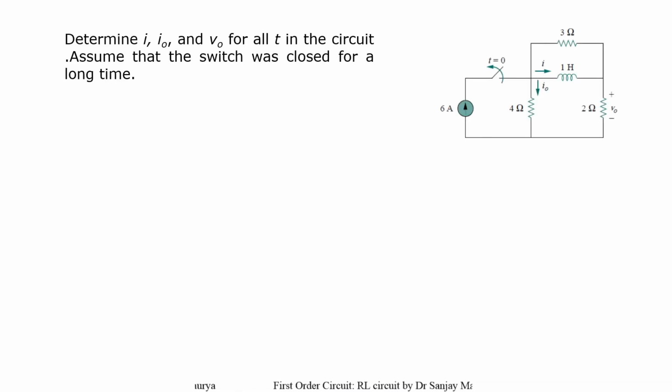In this question, the switch is opened at t equal to 0, and we need to calculate the value of I, which is flowing in the inductor, and I naught, which is flowing in the 4 ohm, and V naught is the voltage across this resistor. So this will basically clear the complete concept of this RL circuit. We will begin with the initial condition, that is, the switch is closed. We will redraw this circuit.